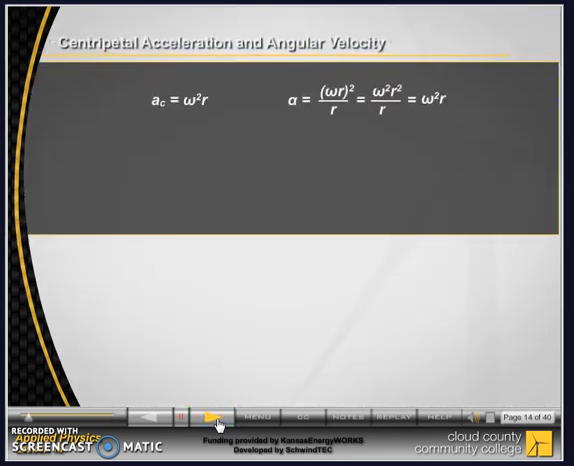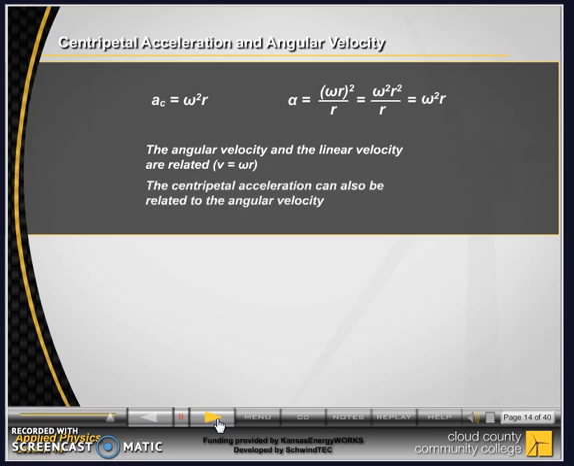From the equation on the right, you can see how centripetal acceleration, which is velocity squared over radius, has been replaced with the rotational equivalent, omega squared times radius, which could now be used to find the centripetal acceleration.